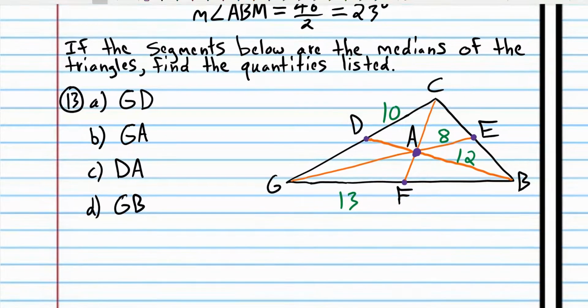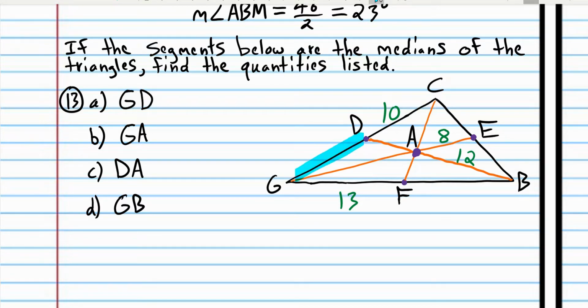If the segments below, the orange segments that is, are the medians of the triangles, find the quantities listed. So this segment is a median, this segment is a median, and this segment is a median. And we can see that because they're all medians, they intersect at the same point, and that point is the centroid. That's the centroid theorem. So now we're looking for GD. We want to know the length of GD. So GD is this length.